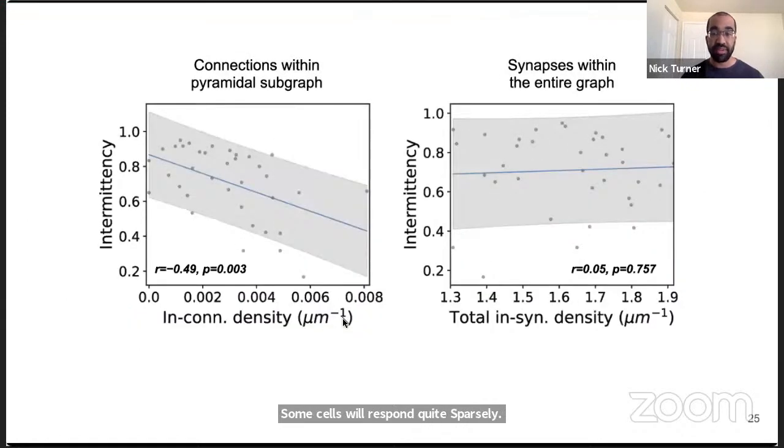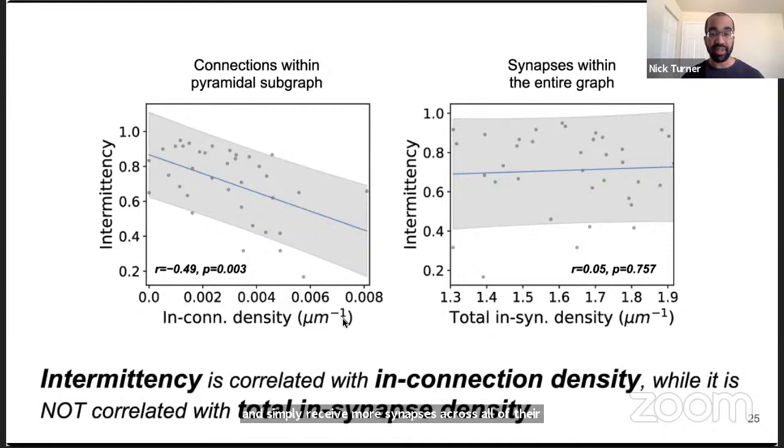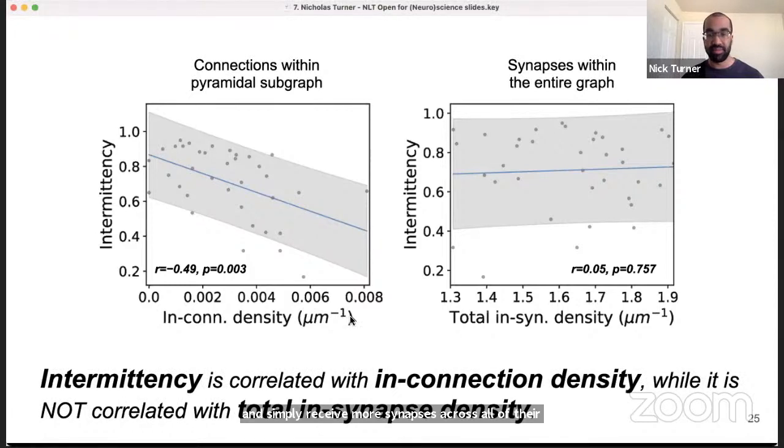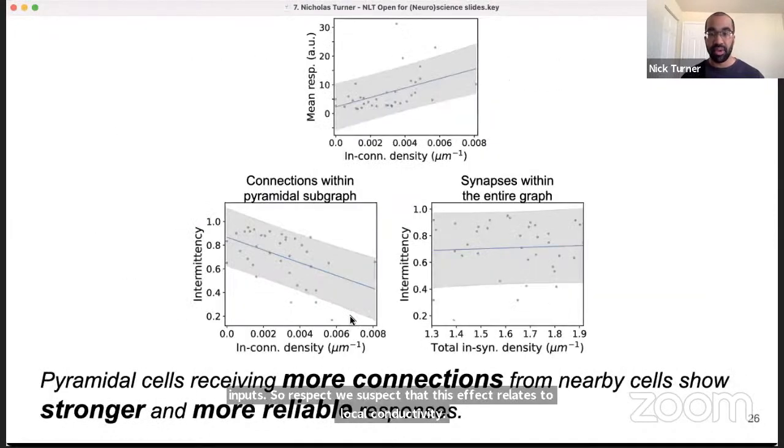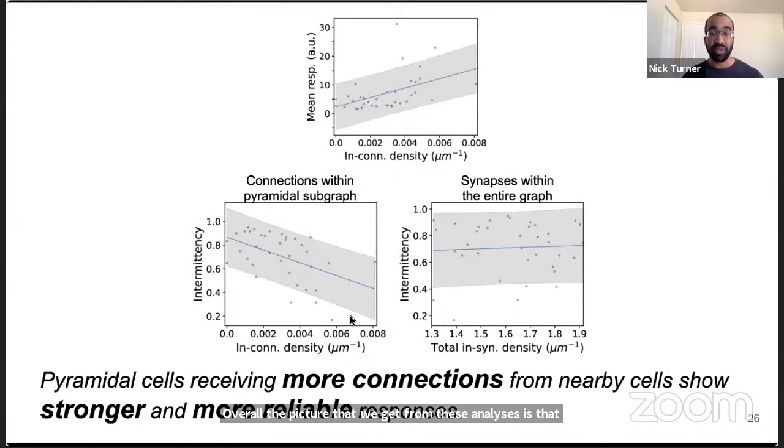Having computed this value, we find a correlation between our in-connection density value and the intermittency, suggesting that cells that respond more have more local connections with their neighbors. Notably, that was not true for the cells that simply receive more synapses across all of their inputs. So we suspect that this effect relates to local connectivity. Overall, the picture that we get from these analyses is that L2-3 pyramidal cells that receive more connections from their neighbors show stronger and more reliable responses overall.